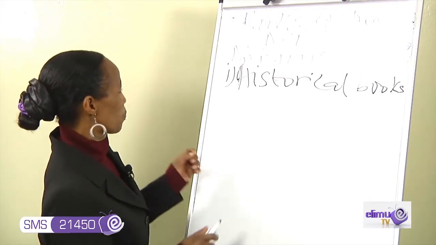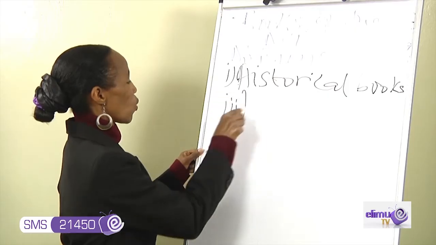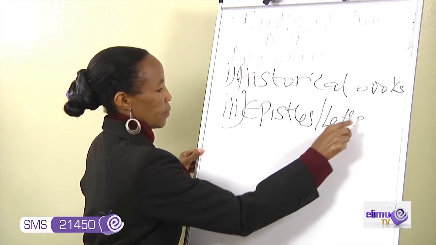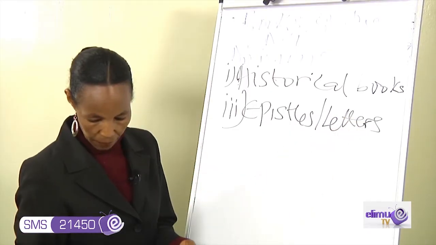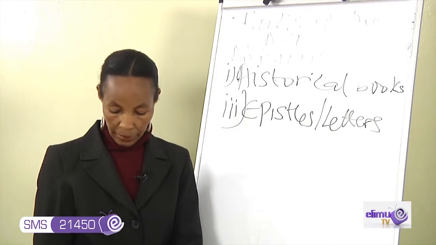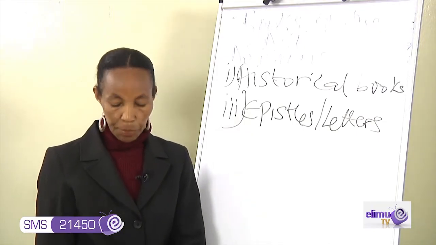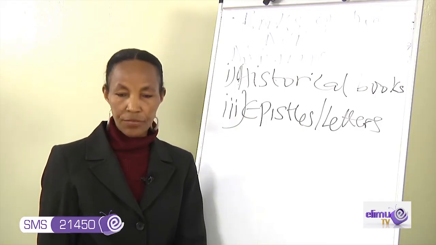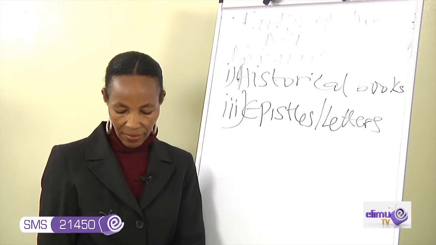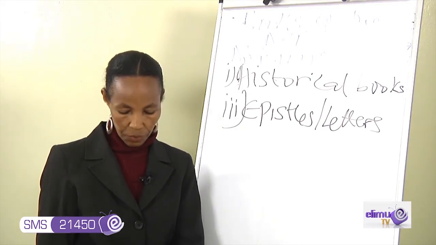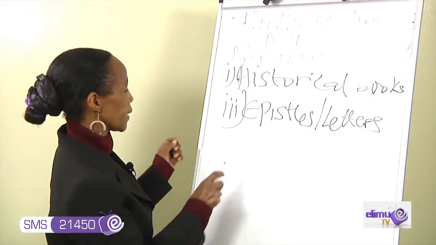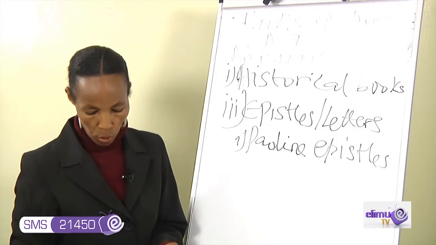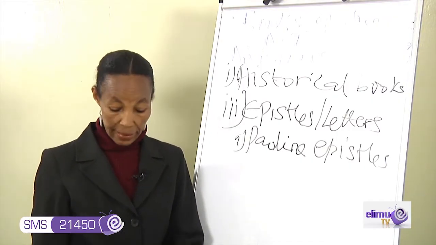The third category of the books of the New Testament are called epistles or letters. They are 21, written by different people and addressed to the early church and to certain individuals. The letters are divided into 3 categories. 1, we have the Pauline epistles, simply meaning the letters of Paul. Paul mainly wrote these letters.